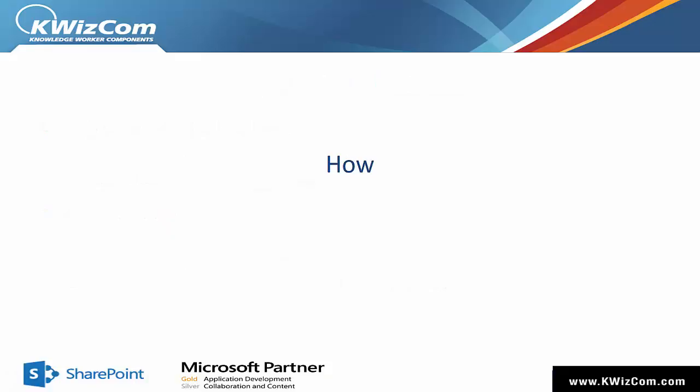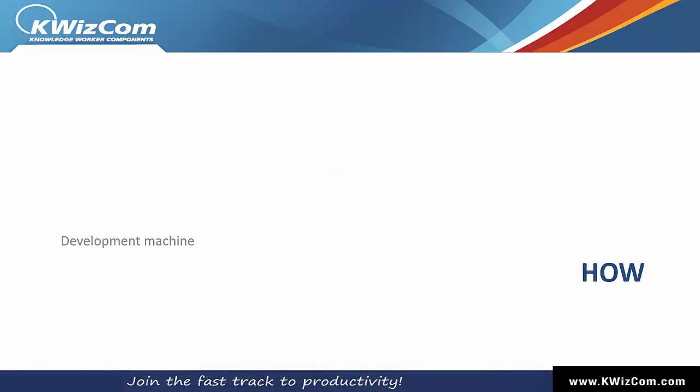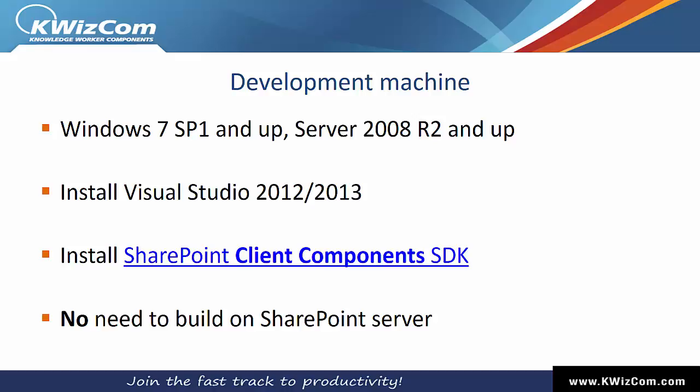Let's talk about how do you build apps for SharePoint. Now, when you used to build SharePoint Full Trust solutions, you had to run on the SharePoint server itself. With apps, the story is completely different. Your development machine doesn't need to have SharePoint running on it. You can build apps using any Windows 7 or above, Windows Client, or Windows Server 2008 R2 and up. All you need is to install Visual Studio 2012 or up and install the SharePoint client-side component SDK. You don't even have to have a SharePoint server because you can get a free development site from Microsoft that you can build and test your app against.